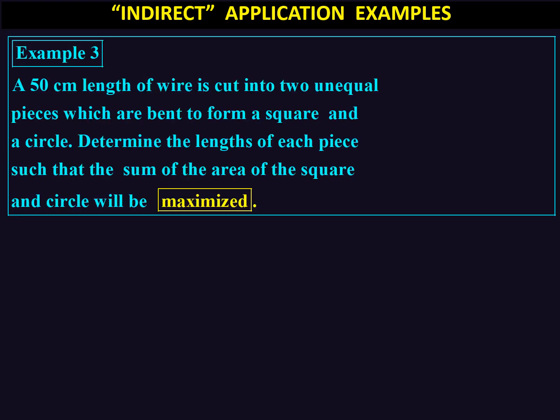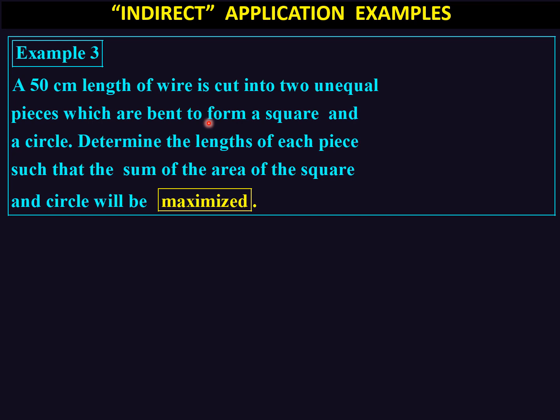Now you're ready for the third example. We have a length of wire, 50 centimeters, and it's cut into two unequal pieces. Give me an example of some unequal pieces. That's correct. 10 and 40, or 20 and 30, or 3 and 47, or 2,5 and 47. So we can have various ways in which we can cut that length.